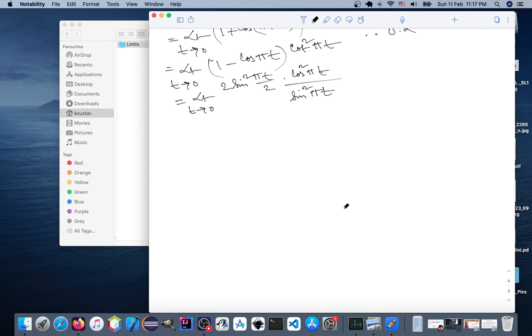Basically, fine. Cos square pi t will not create a problem. It will become 1, and in the numerator we have sine square pi t by 2, and in the denominator we have sine square pi t. Fine, it will get adjusted. So let's bring the 2 outside. 2 sine square pi t by 2 over sine square pi t. I need pi t by 2.